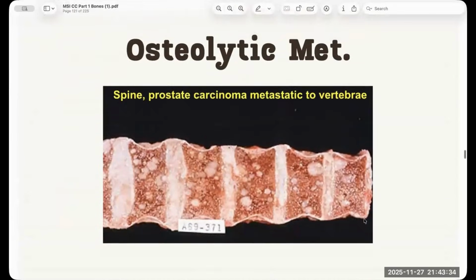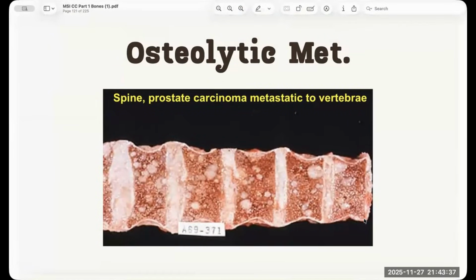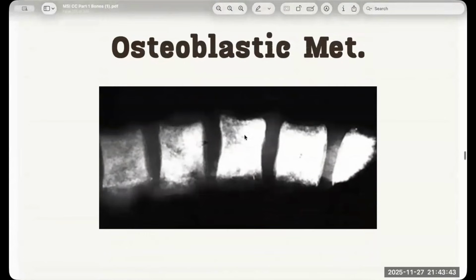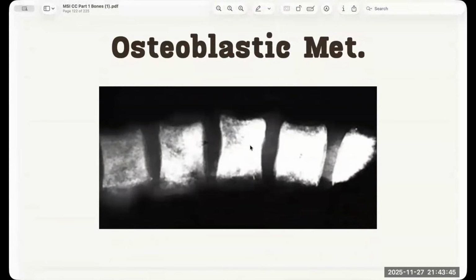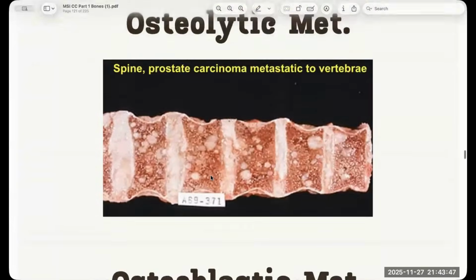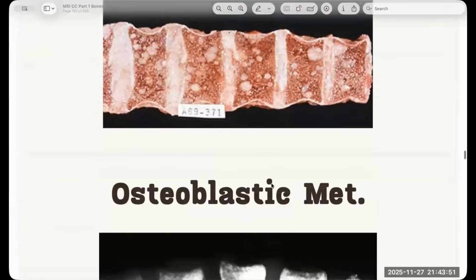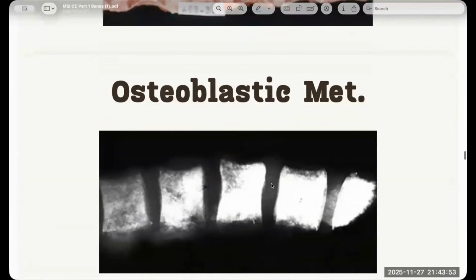Okay, here's a picture of an osteolytic metastasis, as seen here, and here is a picture of an osteoblastic metastasis. As you can see, in osteoclastic or osteolytic, there is destruction of the bone. In osteoblastic, there is actually increased density or increased bone formation.